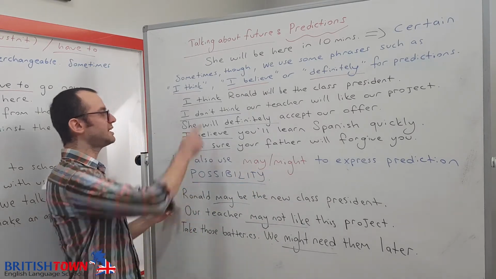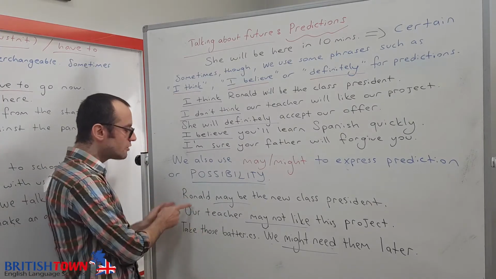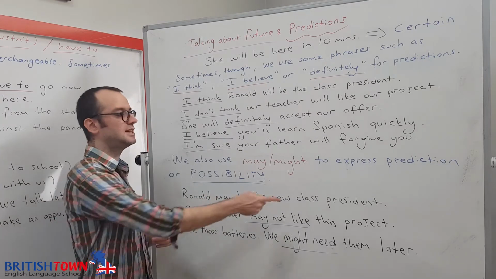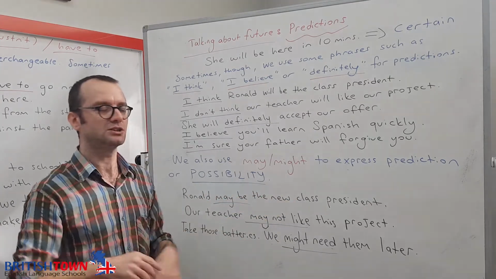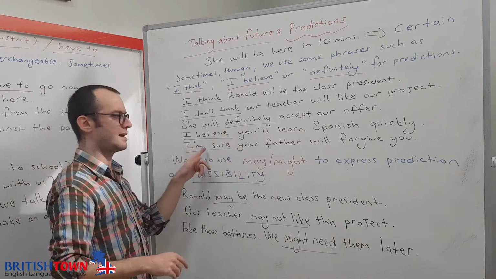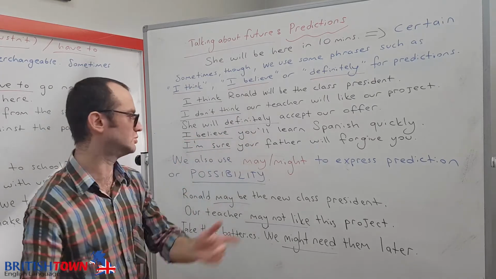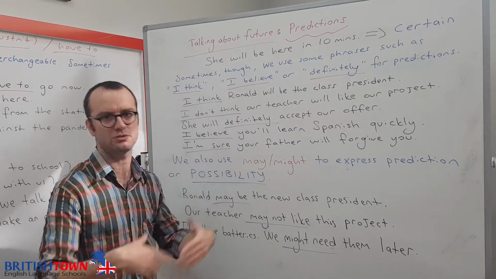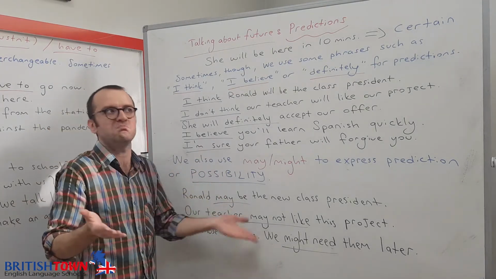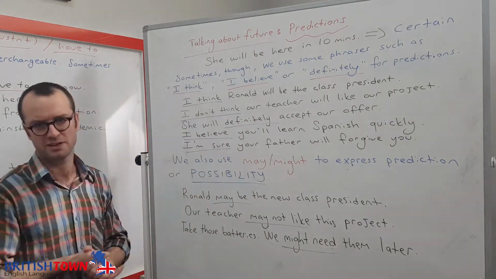For example, just like here about Ronald and his being the class president, Ronald may be the new class president. Bu sefer Ronald yeni sınıf başkanı olabilir. So you're not so sure. So you're not like definitely or I am sure. No. For example, here you are like 99% sure. Or when you say I am sure, so as this phrase suggests, you're sure. But here it's like, I don't know, maybe 50% chance. So Ronald may be the new class president.